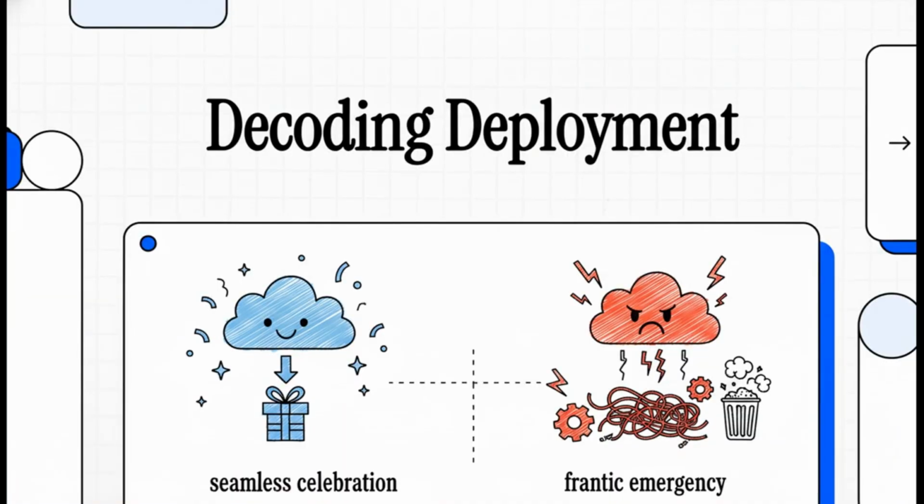All right, let's talk about something that happens behind the scenes every time you get a new app update: deployment. It's this hidden process that decides whether a new feature is an awesome surprise or a total disaster. So let's pull back the curtain and decode how it's all done.